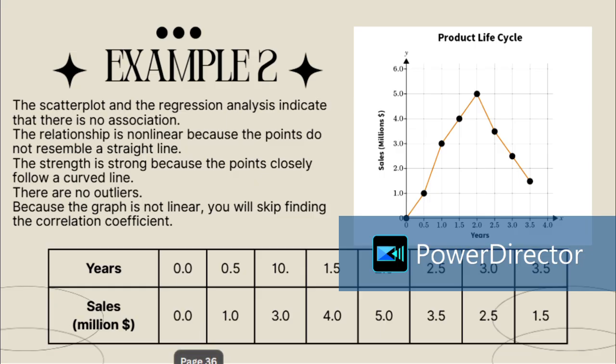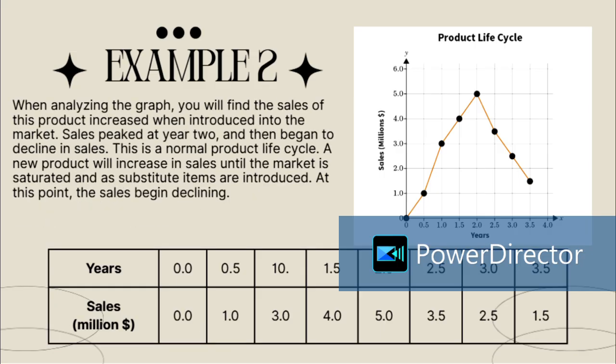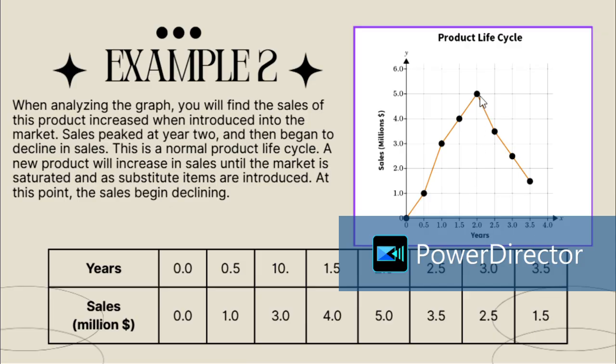Okay? When analyzing the graph, you will find the sales of this product increased when introduced into the market. Sales peaked at year 2 and then began to decline. This is a normal product life cycle. A new product will increase in sales until the market is saturated and as substitute items are introduced. At this point, the sales begin declining.